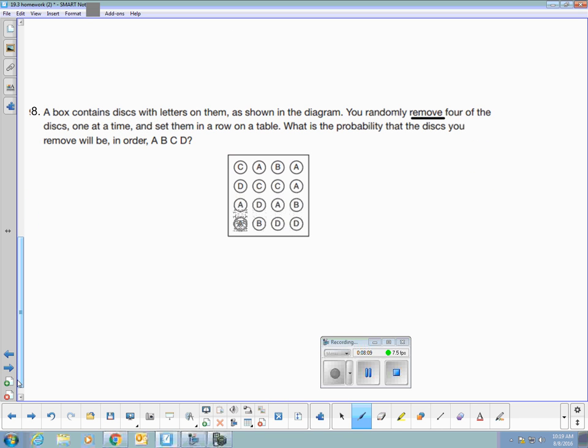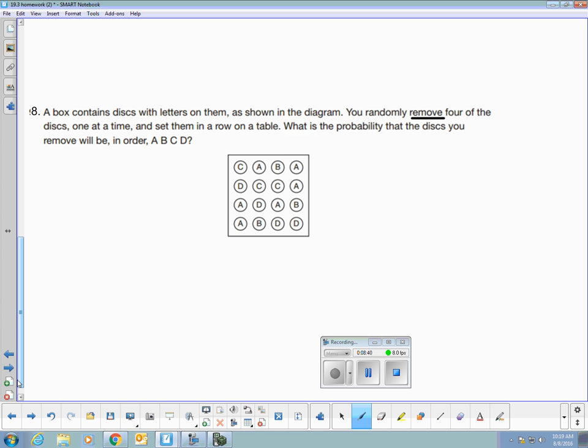And again, we have another dependent situation where we have a box that contains discs with letters on them, and we're removing 4 of the discs one at a time, and we're setting them on the table, and we want to know the probability that the discs we remove will be in the order A, then B, then C, and then D. So this is an and probability that are dependent events.